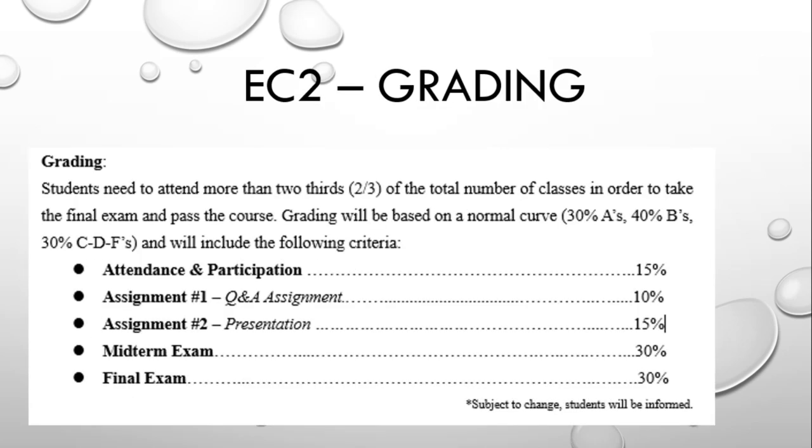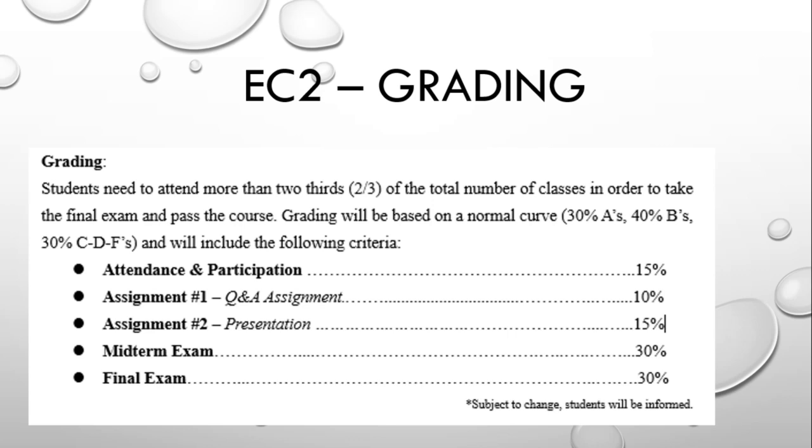All right, next, grading. Students need to attend more than 2/3 of the total number of classes in order to take the final exam and pass the course. So this is the standard rule for Hanyang for these EC classes. You need to attend at least 2/3 of the total number of classes.